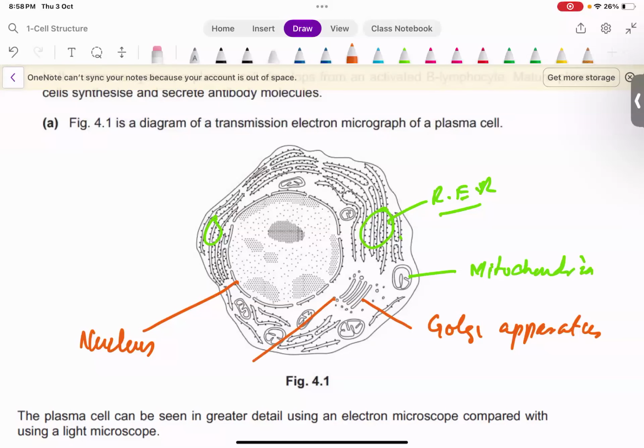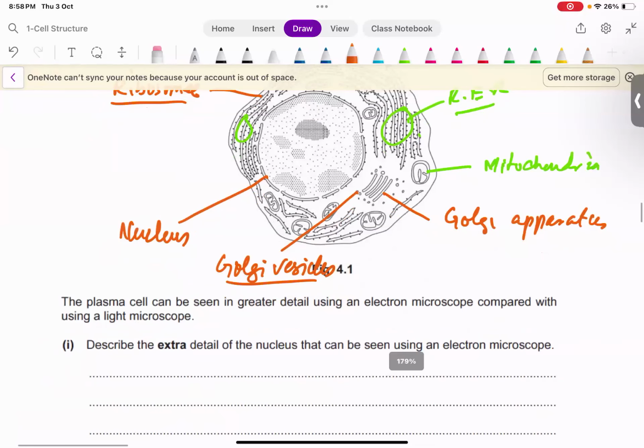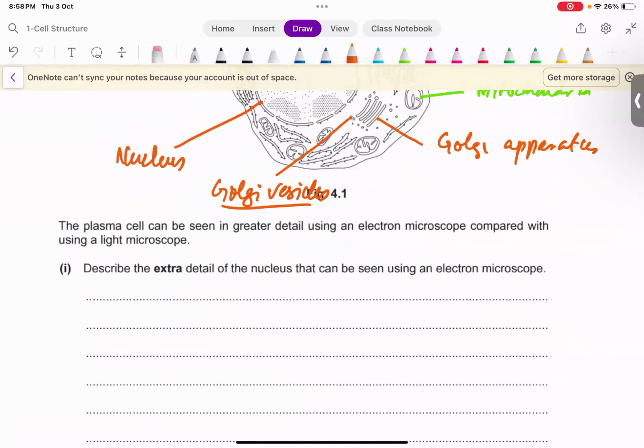However, these Golgi vesicles are shown in this cell, right? Ribosomes are also visible on the RER, or the rough endoplasmic reticulum. So let's see the question on it. The plasma cell can be seen in greater detail using an electron microscope compared with using a light microscope. Describe the extra details of the nucleus that can be seen using an electron microscope.